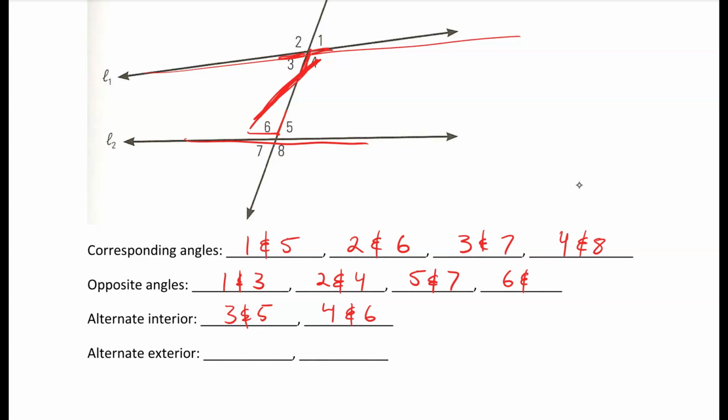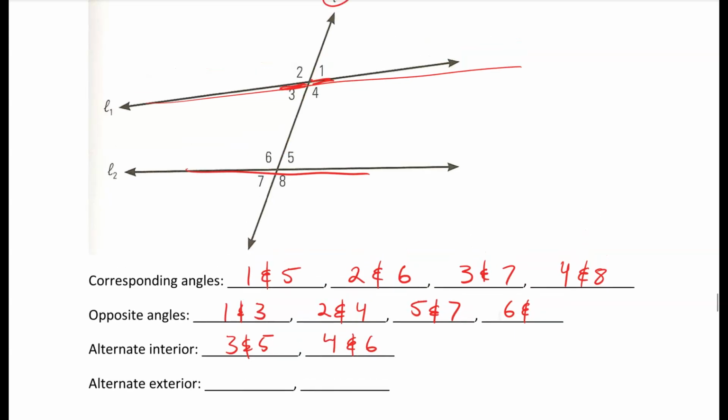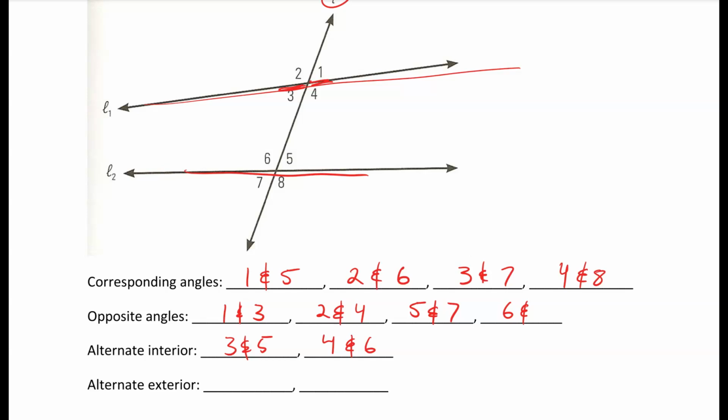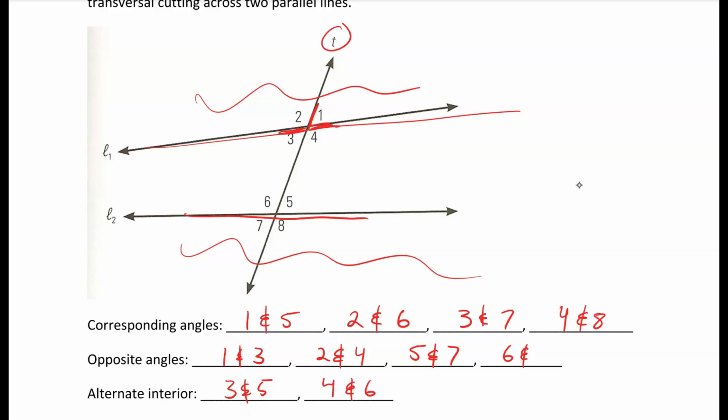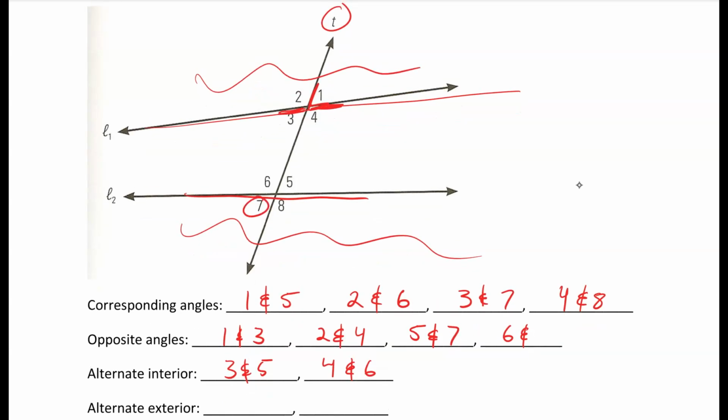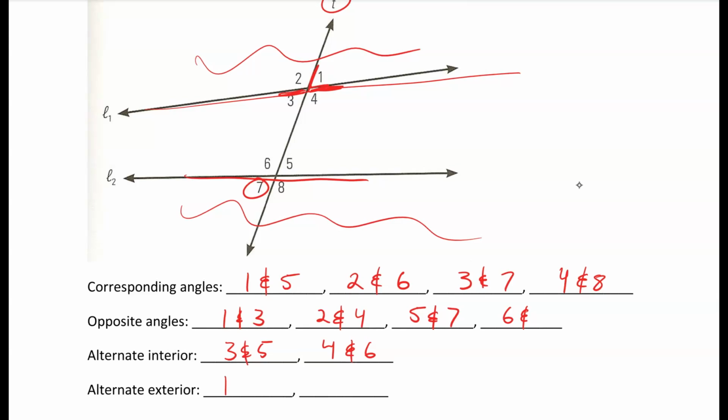And alternate exterior angles is our last one that we're going to look at. So if interior was inside of those two lines on the transversal, now we're going to be looking at angles that are outside. So they're going to be either up top or below. So they're outside of the two lines. So if we're looking at angle 1, so up here, opposite would be 7. So we'd have 1 and 7, and opposite of 2 would be 8.